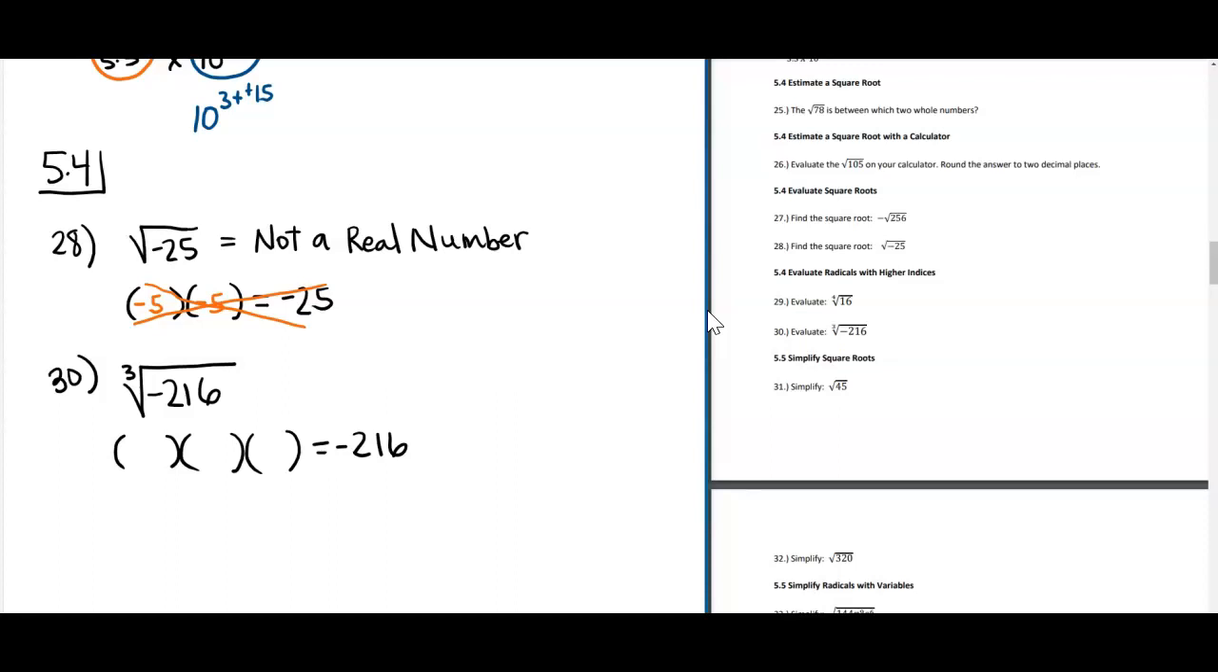And most of your calculators will do this. If you put it inside your calculator like this, you'll see that the answer is negative 6. That just means that negative 6 times negative 6 times negative 6 is going to give you negative 216. What number, if you multiply it together 3 times, gives you negative 216? Well, that would be negative 6. Negative 6 is our answer there.